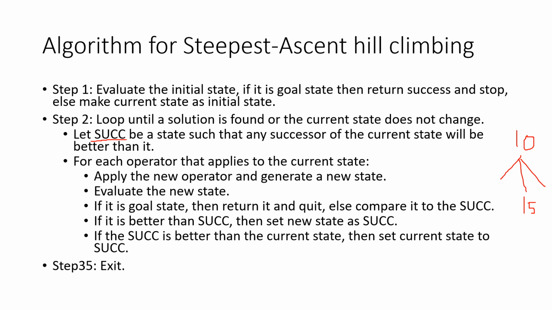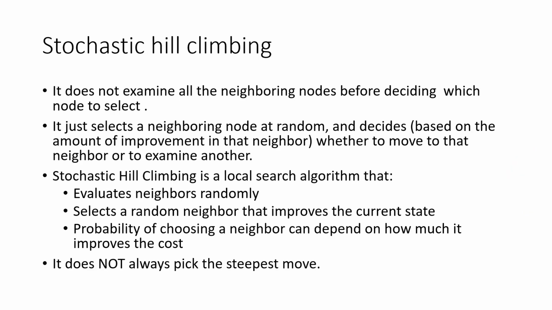So we can say that in the case of simple hill climbing, it will pick the first better neighbor, but in the case of steepest ascent, it will look at all the neighbors and pick the best one. So steepest ascent hill climbing evaluates all the neighbors, chooses the best and moves to it, and repeats until no better neighbor exists. Next, we will see stochastic hill climbing.